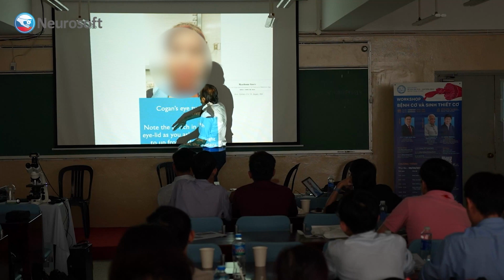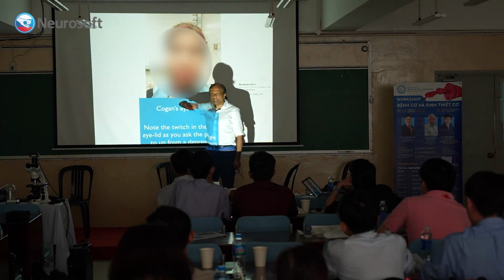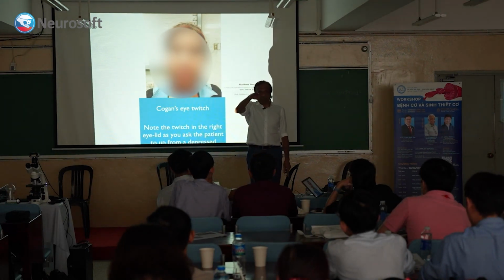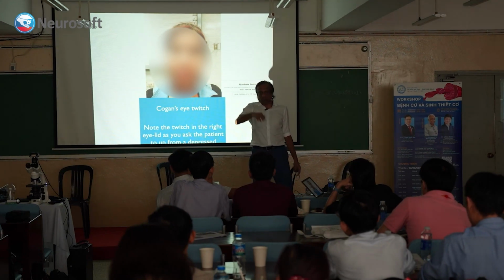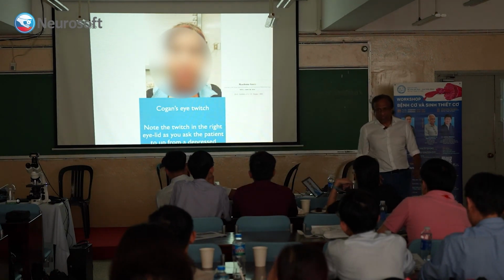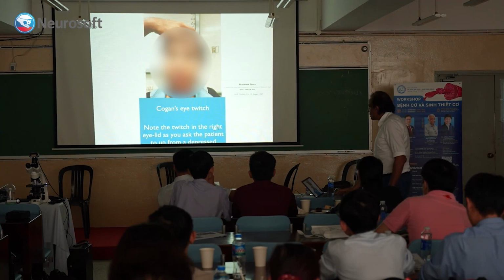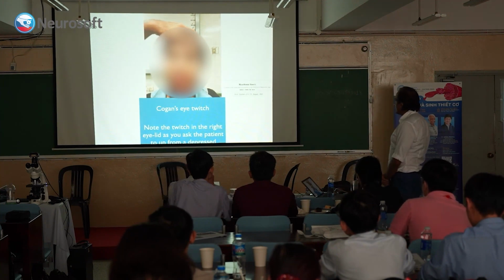Look down, look down, look down, then come up, then it just twitches. So it doesn't just come and stay, it goes up and twitches. So it's called Cogan's eye twitch. Okay, so useful sign. Saw that?